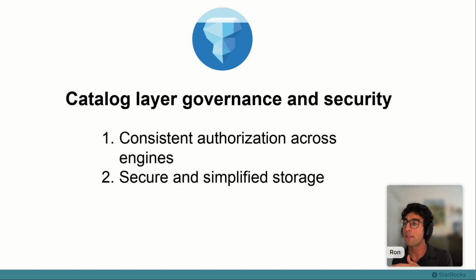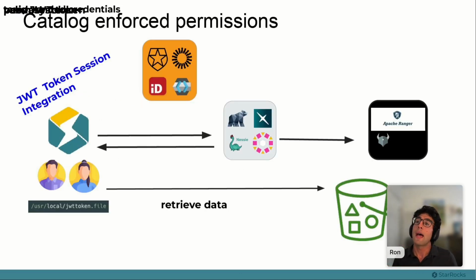So let's talk about this from an actual example with a couple diagrams. How does the catalog enforce permissions? How does that actually work? The whole idea is that we're leveraging JWT token session integration here. So if I'm, say, Bob or Jane, and I'm using StarRocks, I would have a JWT token file on my machine signed by whatever external identity provider that I'm using. In StarRocks, we're able to integrate external identity providers using security integrations. That's available in our documentation.